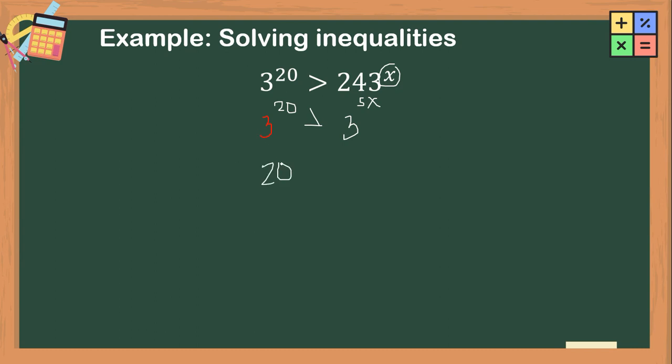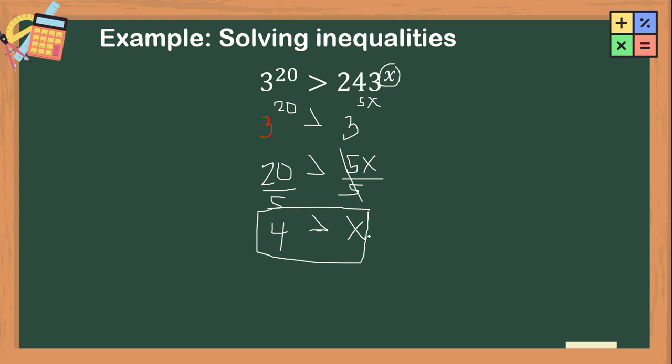Then we bring down the exponents. So, 20 is greater than 5x. To get the value of x, divide both sides by 5. Then the answer here is, no, it's not equal to 4 because we're dealing with inequalities now. Just copy the original: 4 is greater than x. Sir, how do we read this? It is not read as 4 is greater than x. That's wrong. Read it from right to left. So x becomes less than 4. The 4 greater than x is read as x less than 4.